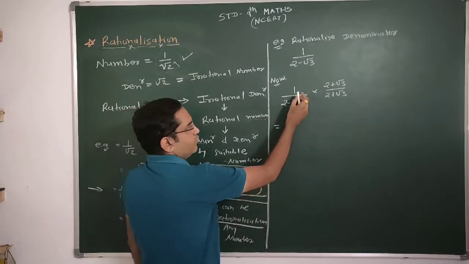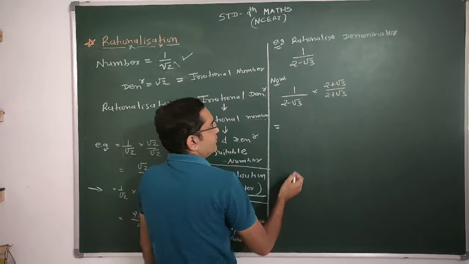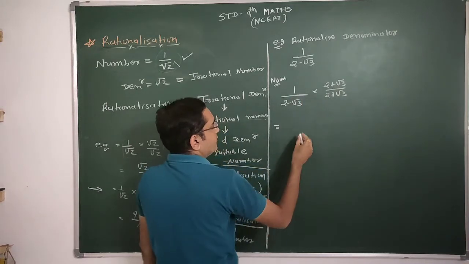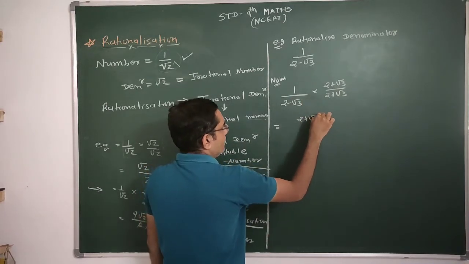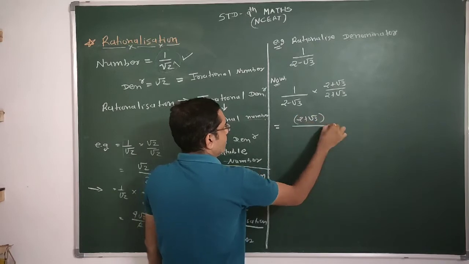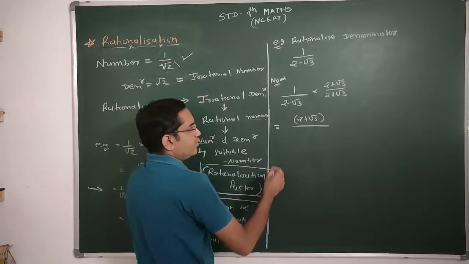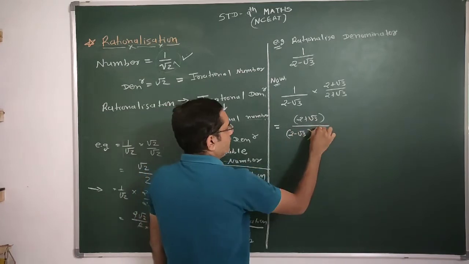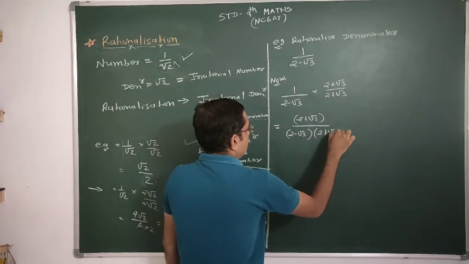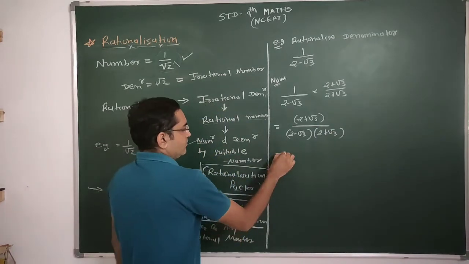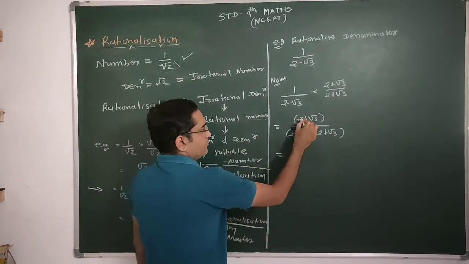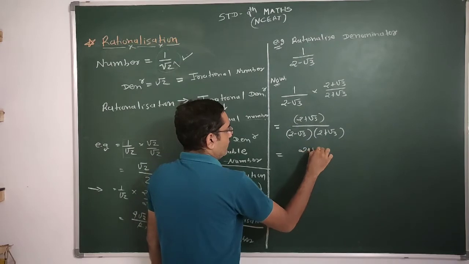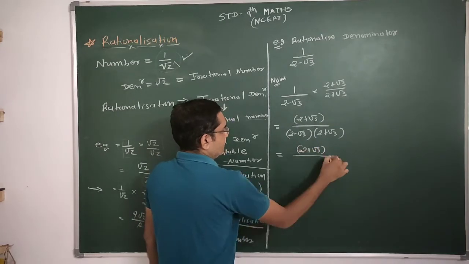Here you have to multiply numerator with numerator. So it's 1 into 2 plus root 3. So we are getting 2 plus root 3 in the numerator. Now in the denominator we are getting 2 minus root 3 into 2 plus root 3. Here, the numerator is as it is, 2 plus root 3.